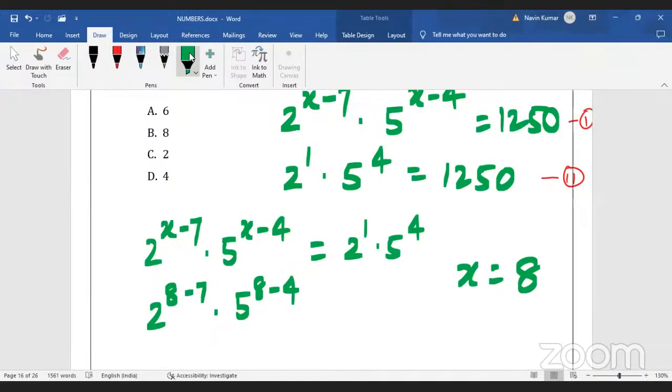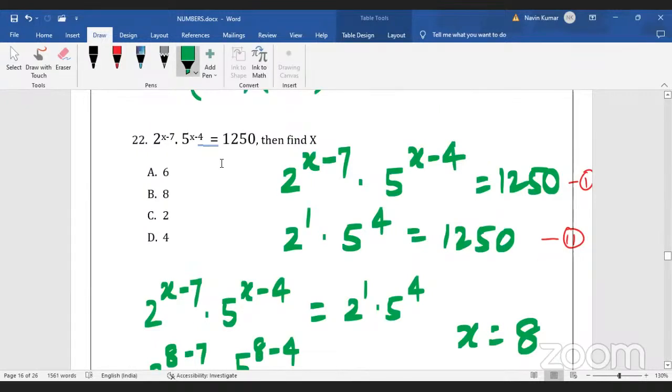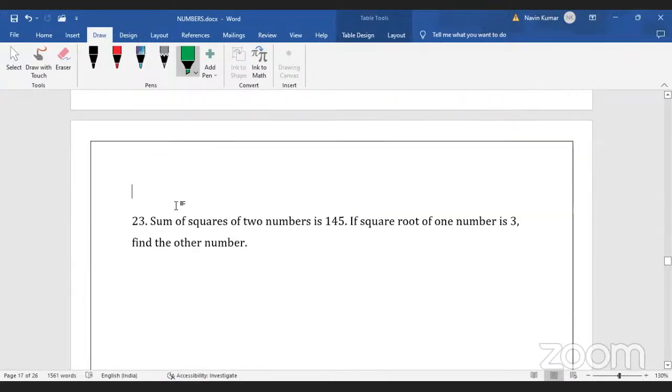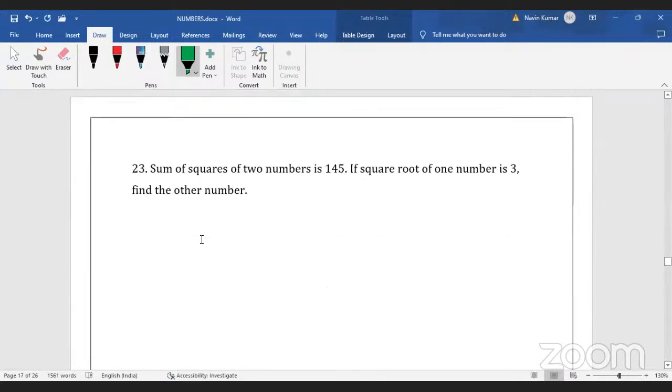Yes, sir. Read the question again. We need to find the value of x. Understood? Any doubt? Yes, sir. No doubt. Okay, good. Moving on. Solve this.